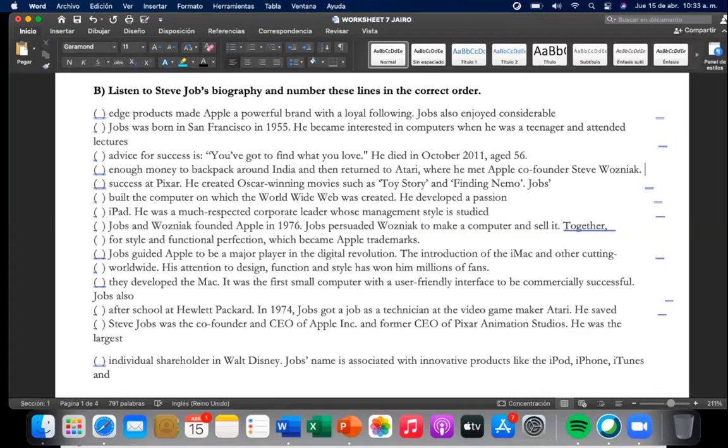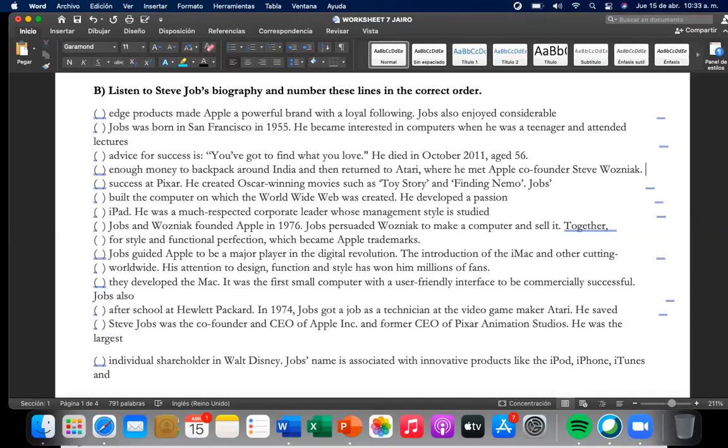Okay, thank you. So here we remember, Jobs persuaded Wozniak to make a computer and sell it. Then we pause and we continue together, and then we continue with the other story, right? Very good, that was perfect. Are we finished or are we missing something? ¿Ya terminamos, chicos, o falta alguno? No, faltan muchos. Ok, regálenme un segundo, por favor, yo respondo.